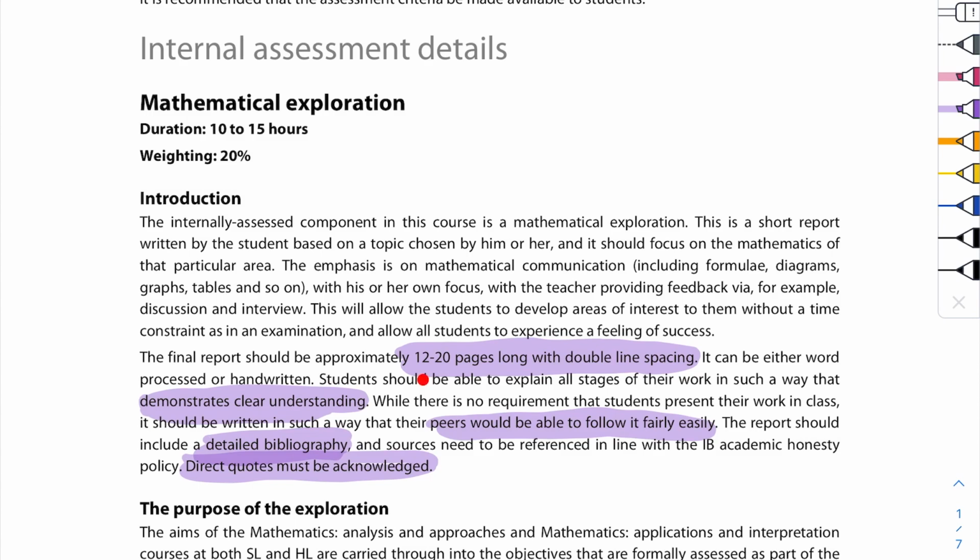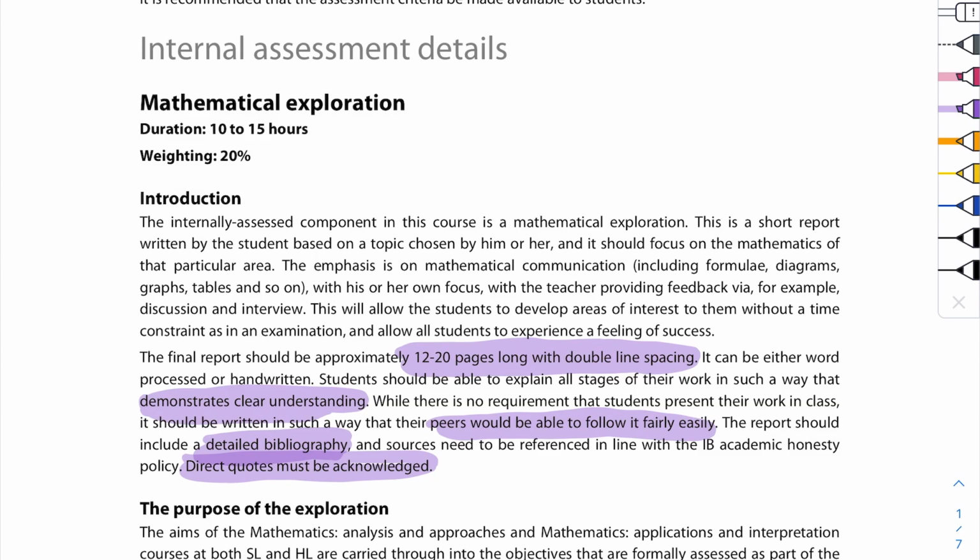I think I've already mentioned this. It needs to be 12 to 20 pages double spaced or 6 to 12 single spaced. The one thing I didn't mention is that throughout the IA, you want to demonstrate clear understanding of the mathematics. Now, a lot of times students confuse demonstrating mathematical understanding with algebraic steps or just mathematical steps. Just because you write a mathematical proof or write out some algebraic steps, that does not demonstrate clear understanding. If anything, the algebraic steps are the thing that least demonstrate your ability to understand the mathematics.